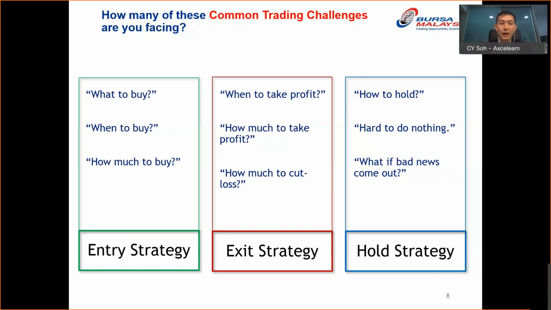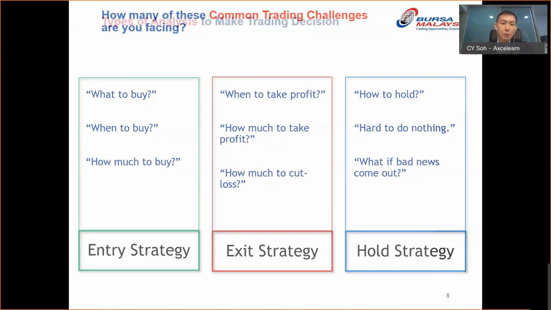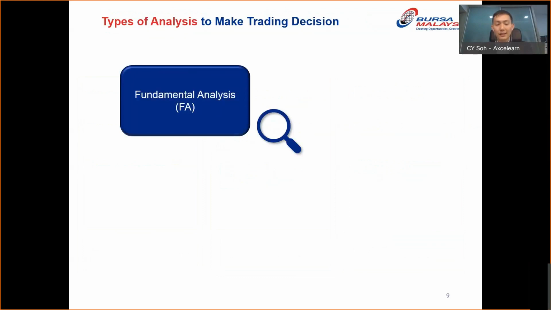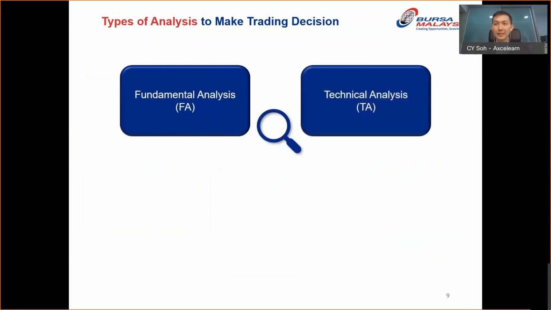Okay. Now, with all of these three strategies, of course, we need a method to analyze the market, right? So generally, there are two types of analysis for us to make a trading decision. And which of these analyses are you currently doing? They are fundamental analysis, FA, as well as the commonly used technical analysis, which is TA.